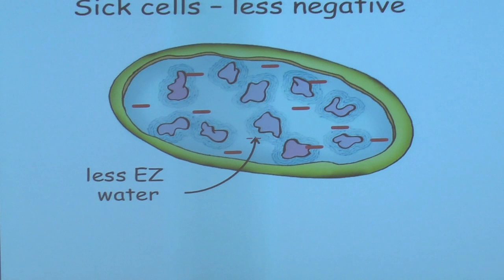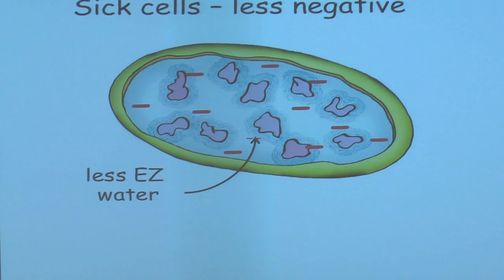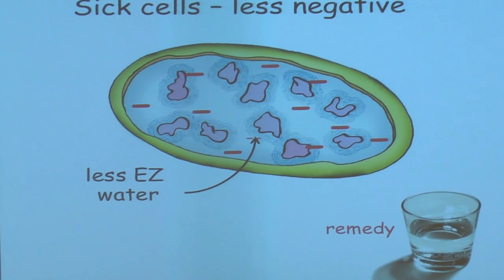It turns out that in sick cells, like cancer cells or kidney cells, the cells are less negative. They're minus 30 millivolts, 20 millivolts. And I started my career sticking electrodes into cells. And we always knew that when the so-called membrane potential, the electrical potential, went from minus 80 or something down to minus 20, that cell was dying. And other people have confirmed this sort of thing. So it looks like sick cells have less EZ water. And the remedy, obviously, is to give water.